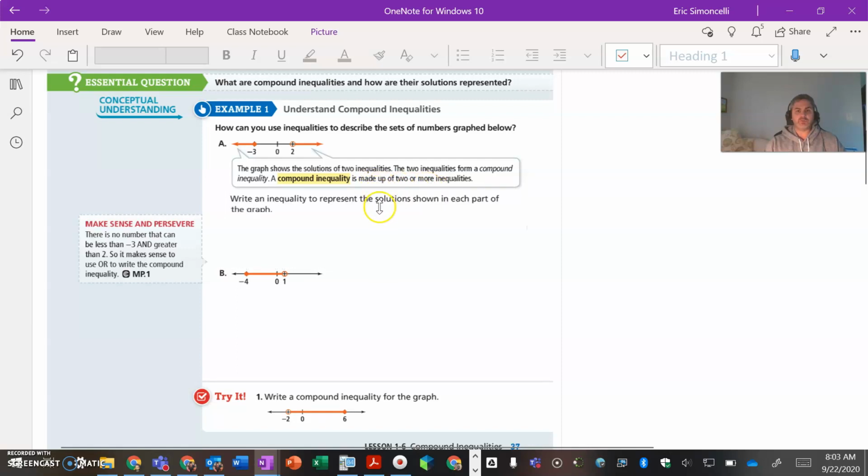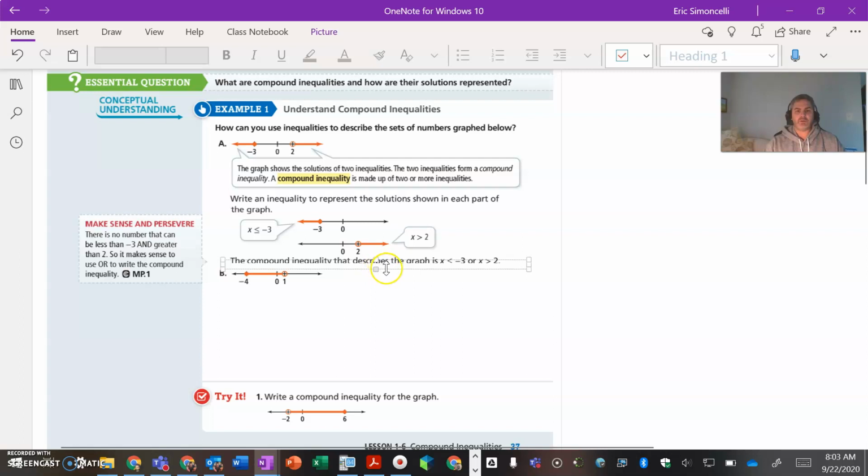Write an inequality to represent the solution shown in each part of the graph. So the first part we'll go ahead and describe, as you can see, with the closed circle graph to the left, something we've seen before. X is less than or equal to -3. And on the right portion of the graph, of course, we've got an open circle at 2 and everything graphed to the right of that, so x is greater than 2.